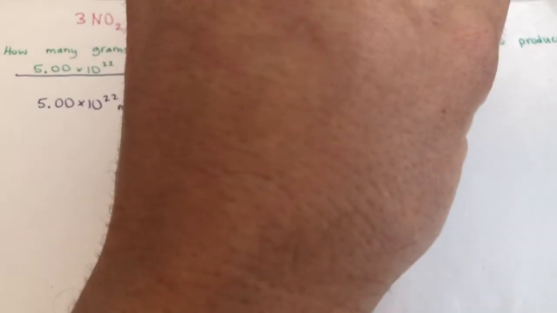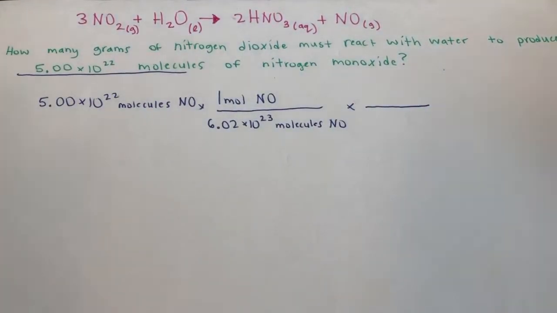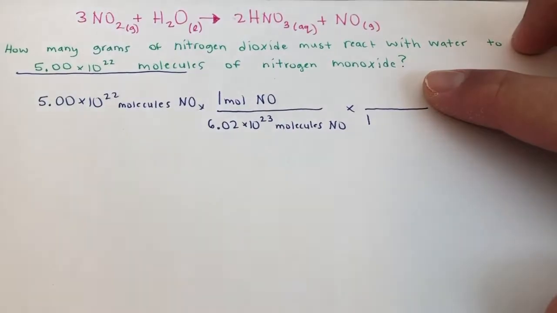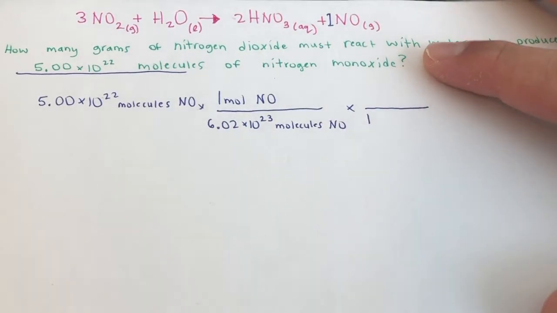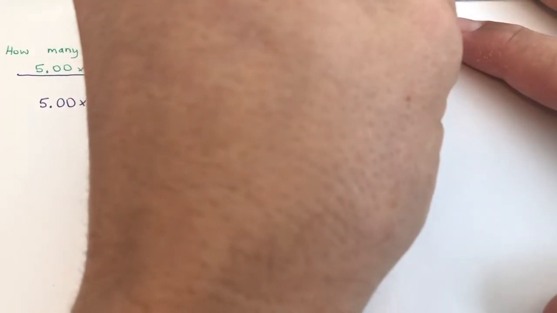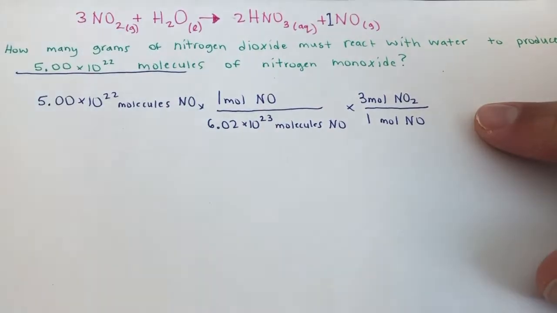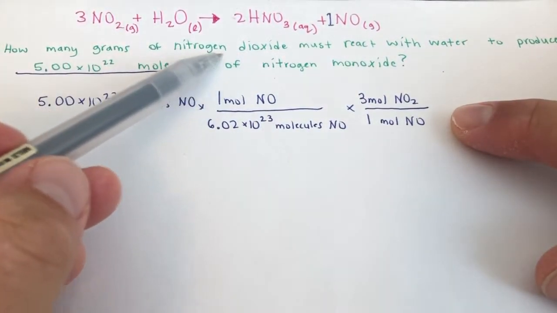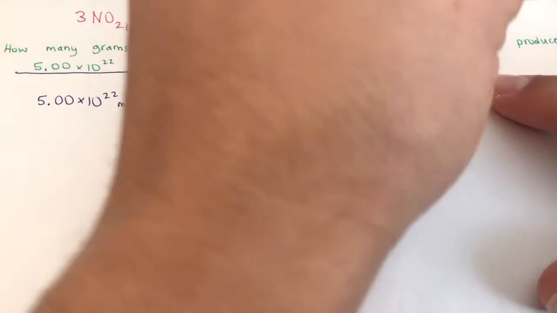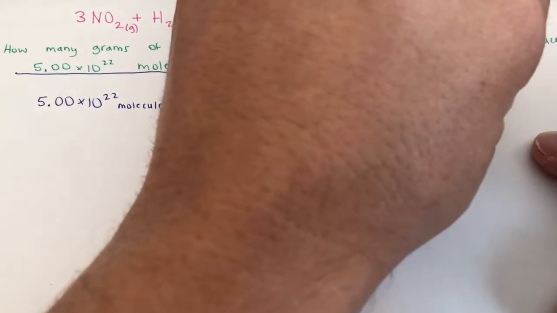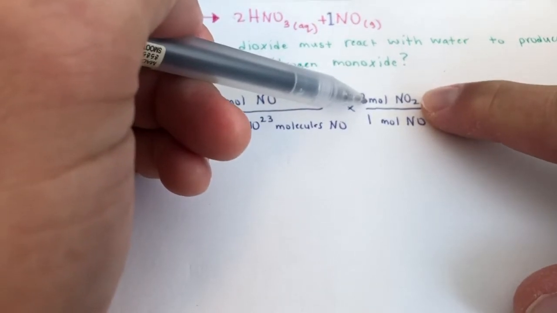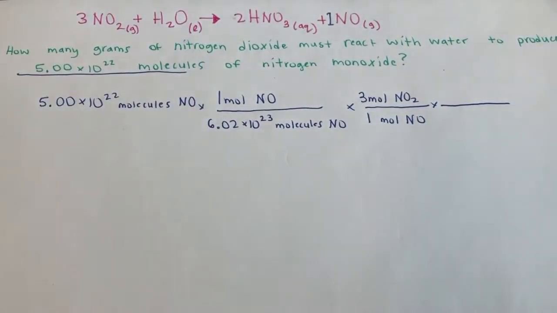Well, here's nitrogen monoxide, and here's nitrogen dioxide. So we need to do our mole to mole ratio. Well, for every 1 mole, so it's implied, you don't actually have to put a 1 there, but for every 1 mole of NO, there's 3 moles of NO2. Okay, so now we're in moles of nitrogen dioxide, but we want to get grams. So how do we go from moles of something to grams of it? We need to use our periodic table.